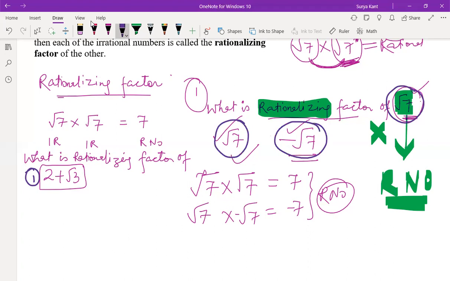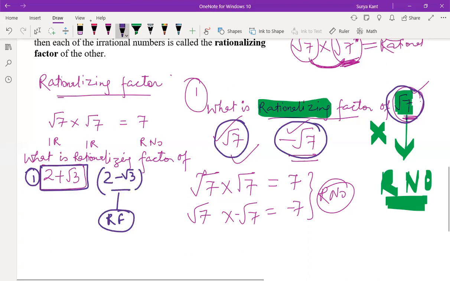If two numbers are there, like 2 plus root 3, just change the sign here. 2 minus root 3 you can write. Because this is what? The rationalizing factor. Now you multiply this, what do you get after multiplication? So 4? Is it 4?